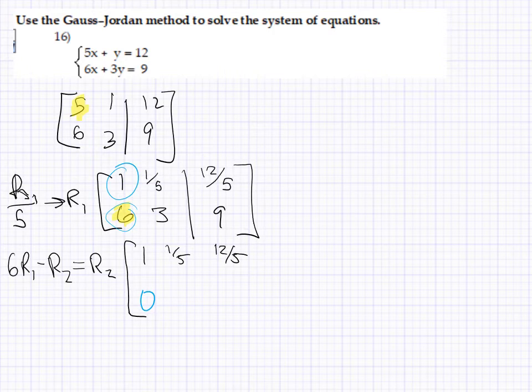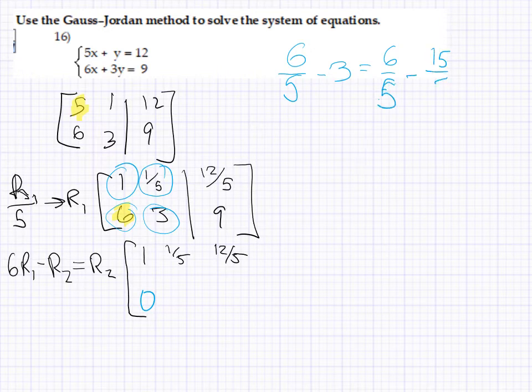Now here's where the computation starts to get a little bit trickier. I'm going to take this and multiply it by 6, which will give me 6/5, and then subtract the 3. We may have to do some scratch work here. So 6/5 minus 3. Well, that would be 6/5 minus 15/5, which is 3. And that would give me negative 9/5. So I have negative 9/5 here.